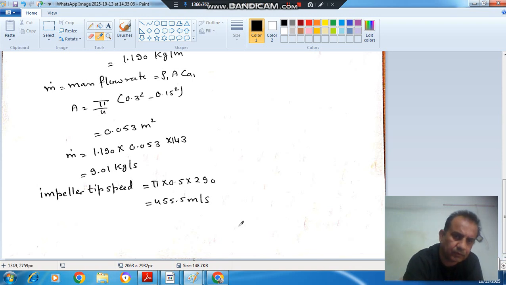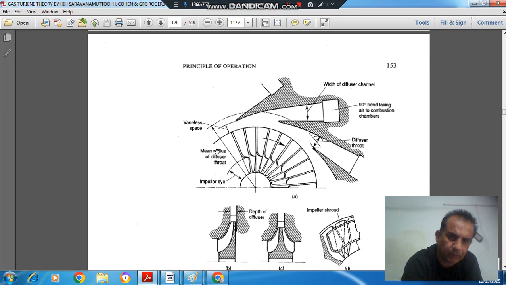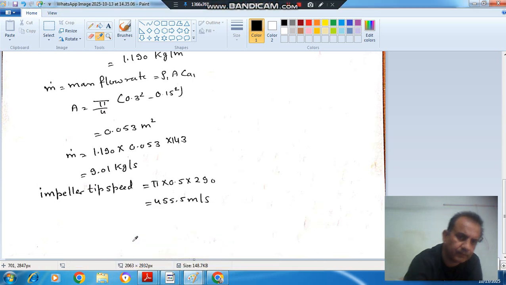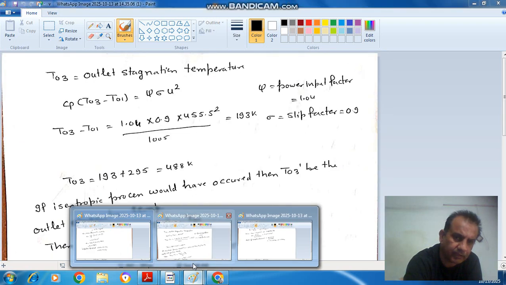Now for the next part, this is your impeller, its diameter is 0.5 meter, and its speed is 290 revolutions per second. So the blade speed is pi D N, that is 455.5 meter per second, with pi times D, where D is your 0.5 meter.